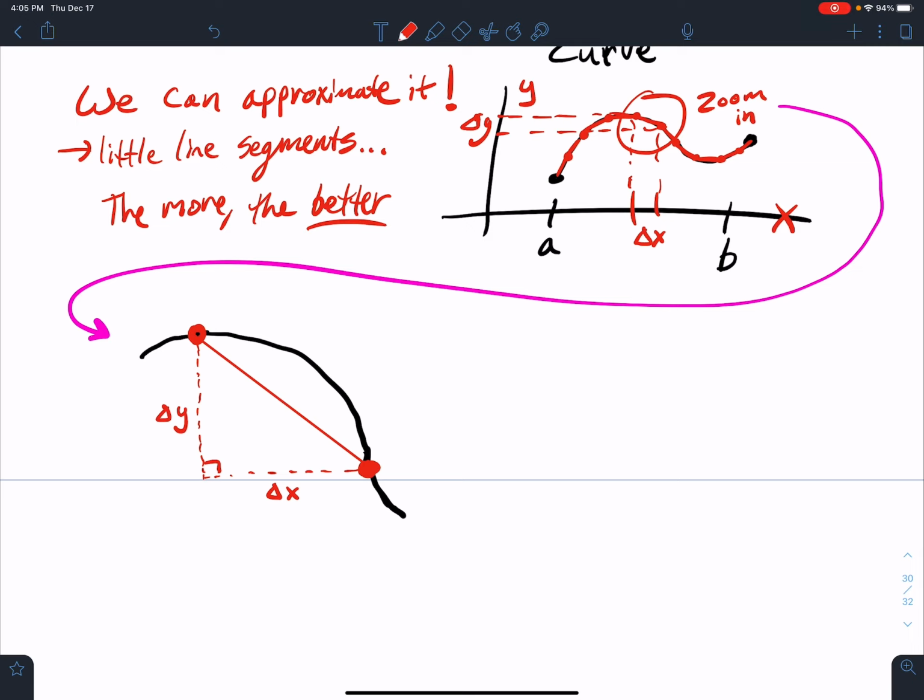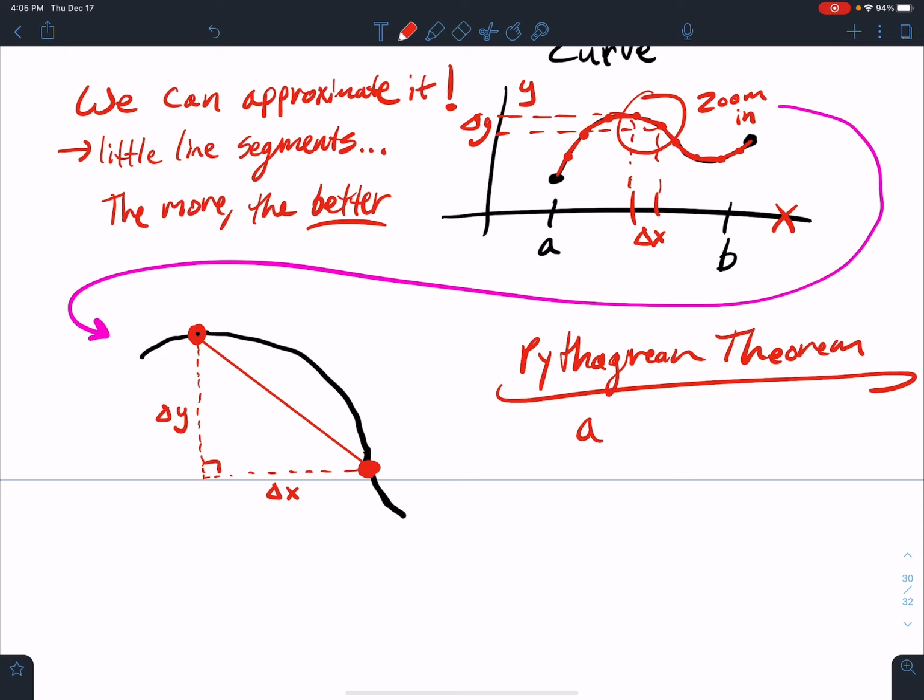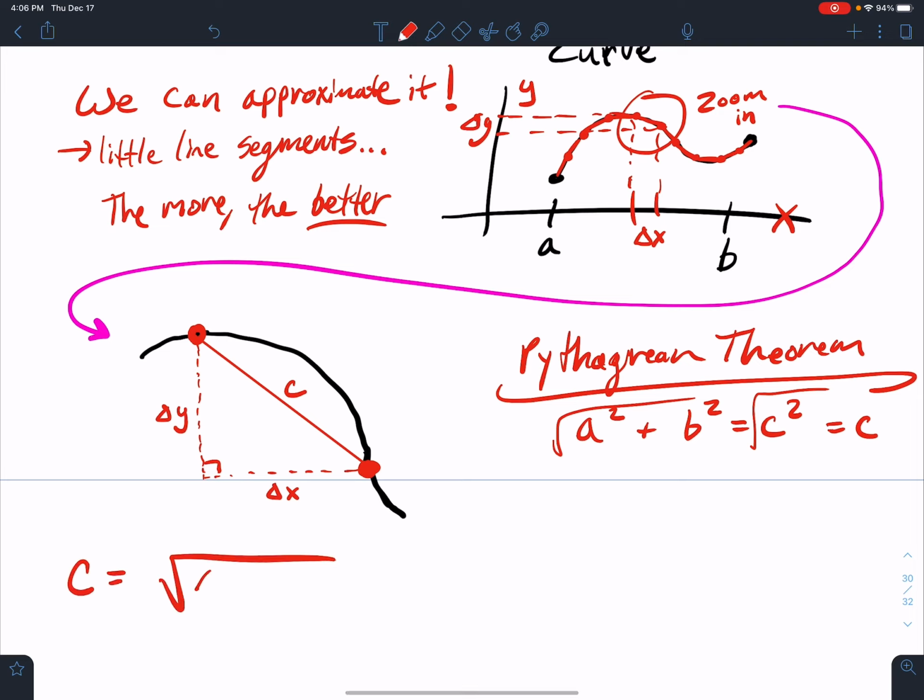What do we know about right triangles? Well, the Pythagorean theorem. What does the Pythagorean theorem say? It says a squared plus b squared equals c squared. Well, we don't want to know what c squared is. We want to know what c is equal to. So I take the square root of both sides to get c. So c for this triangle is equal to the square root of delta y squared plus delta x squared.